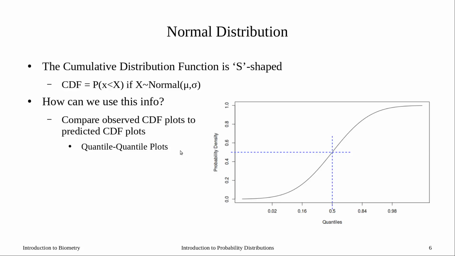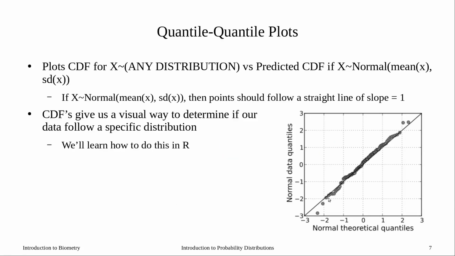How can we use this information? Well, if this is what a normal curve should be, then what we could do is plot our actual data versus this theoretical data. This generates what we would term a quantile-quantile plot. So these are the quantiles to generate this CDF function. We're basically plotting observed quantiles versus expected quantiles. If our data follows this S-shaped curve, then each of our observed quantiles matches the predicted quantiles, which would give us a line of slope 1. So all of our points would fall on a line with slope 1.